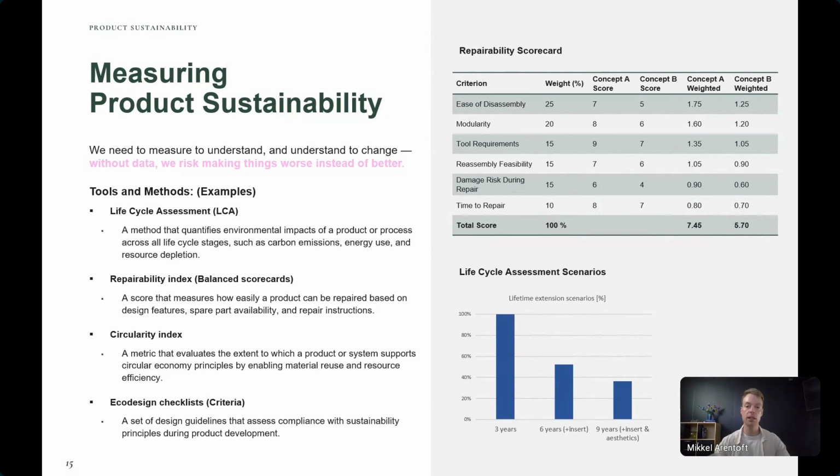It could be a repairability index, which measures how easily a product can be repaired based on the ease of disassembly. It could be a circularity index that evaluates the circularity of products on parameters such as recycled content, repairability, and recyclability. It can also be eco-design checklists that assess if your product lives up to your eco-design guidelines. The way of measuring sustainability should be aligned with your product sustainability strategy. Relevant performance indicators for your product strategy must be used to guide the decision making. A popular example is CO2 equivalence, which is measured through lifecycle assessments.